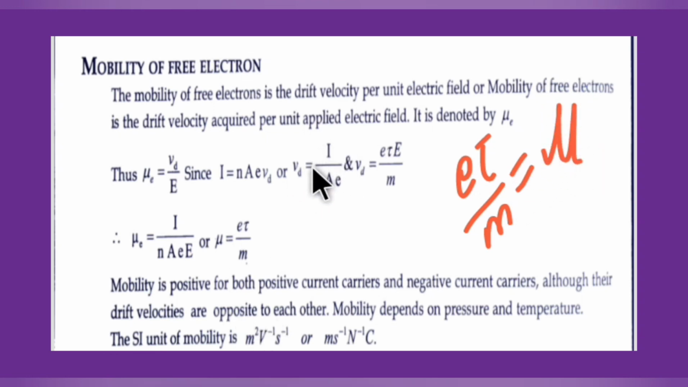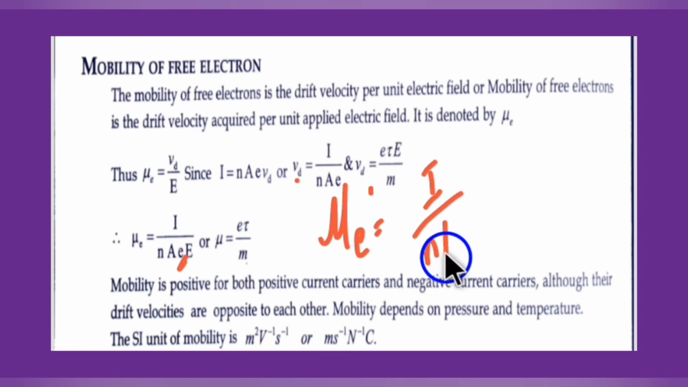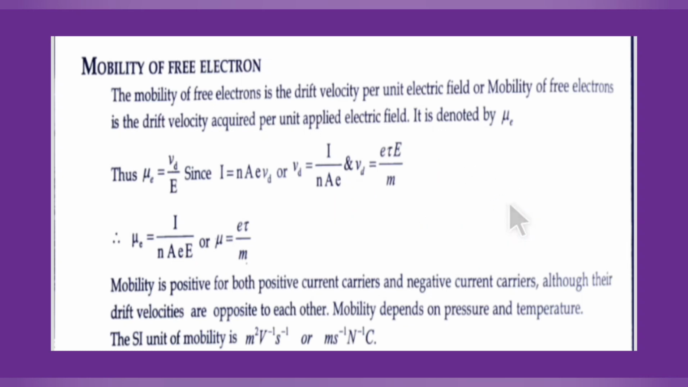Hence we can write drift velocity Vd is equal to this full value e tau by m, which becomes mu, mobility, into E. Now we want to get only the value of mobility. So mobility is equal to Vd divided by E. So we get this equation. Also you can equate the left hand sides and equate the right hand sides, and substitute the value. You will arrive at this equation for mobility. So mobility mu E is equal to I divided by NAe into E. Also you can write it so.